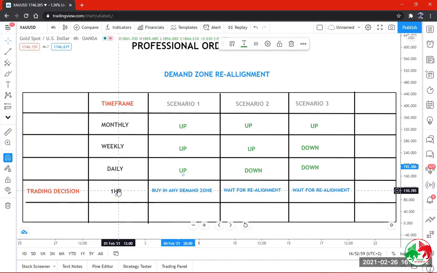On your 1 hour, in this case, this is a demand zone, so you will be looking for demand zones on the 1 hour, only demand zones. You will be looking for a rally-base-rally or a drop-base-rally. Understood. So let's see if I can find an example on a live chart.